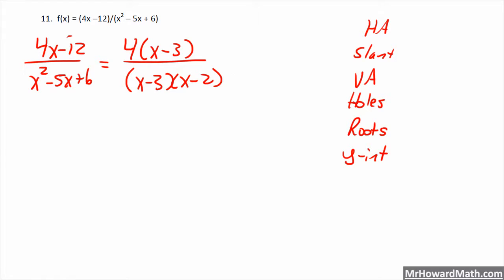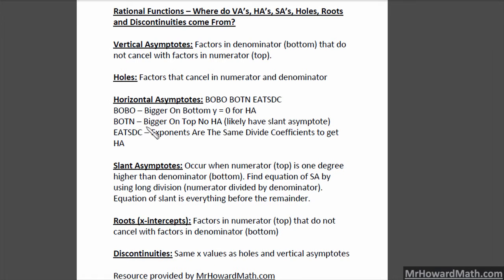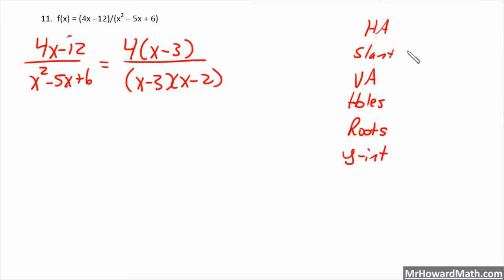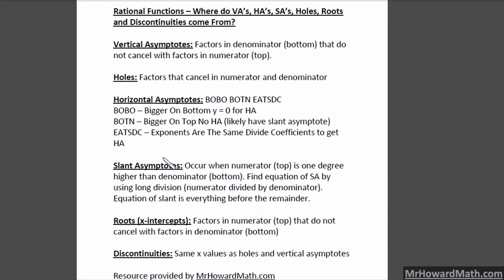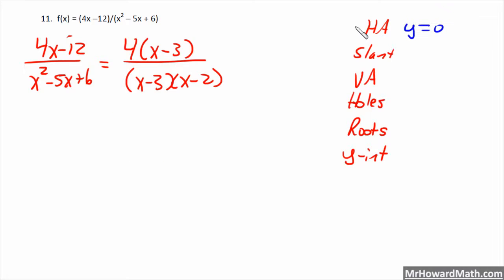So horizontal asymptotes, looking at our list, that's BOBO, BOT, and HTC: bigger on bottom, bigger on top, or are the exponents the same? This one is bigger on bottom, so the horizontal asymptote is y equals 0. That's coming again from our list right here. Bigger on bottom, y equals 0 for the horizontal asymptote. Slant asymptote, we have a horizontal, so we don't have a slant.